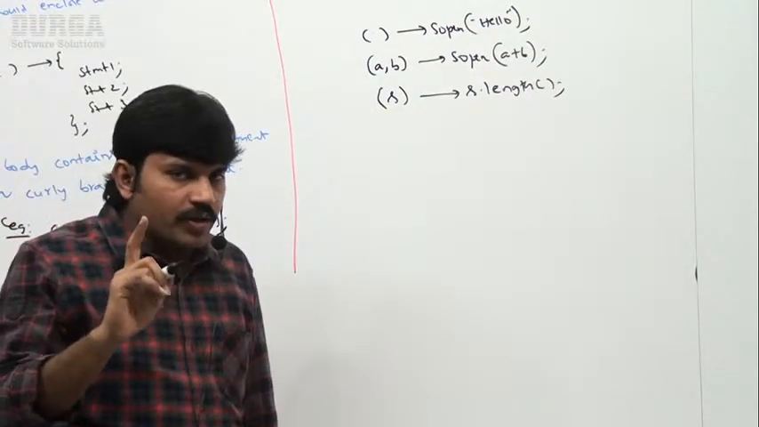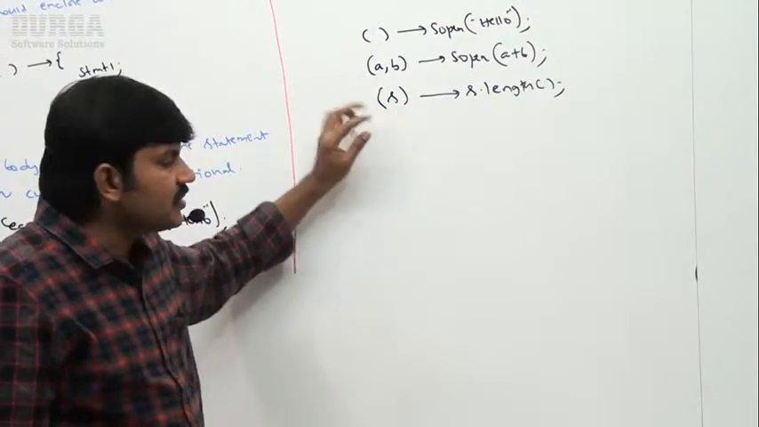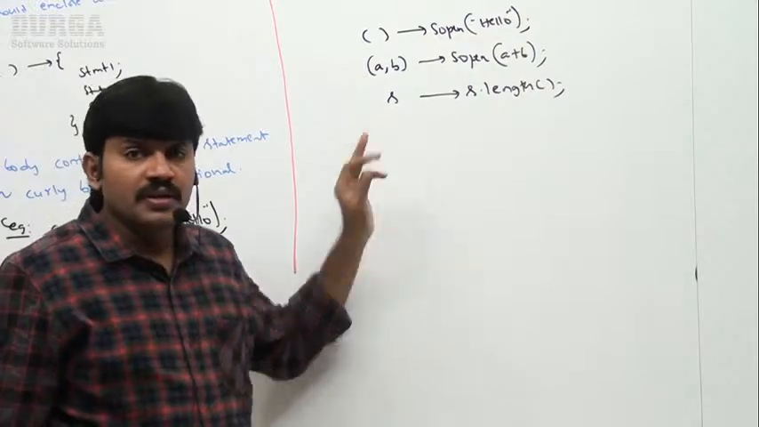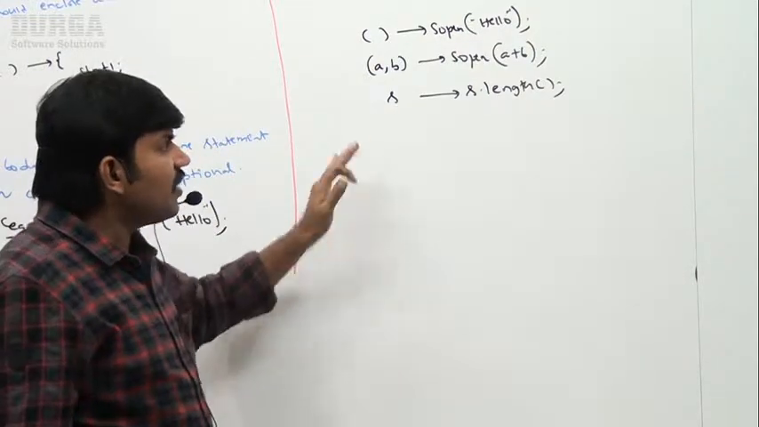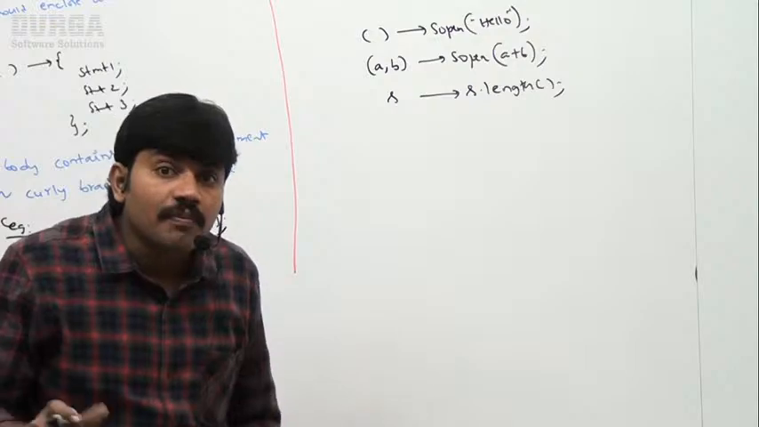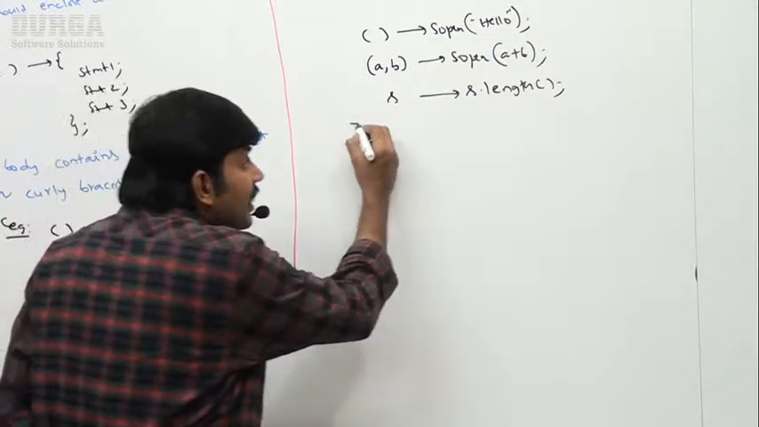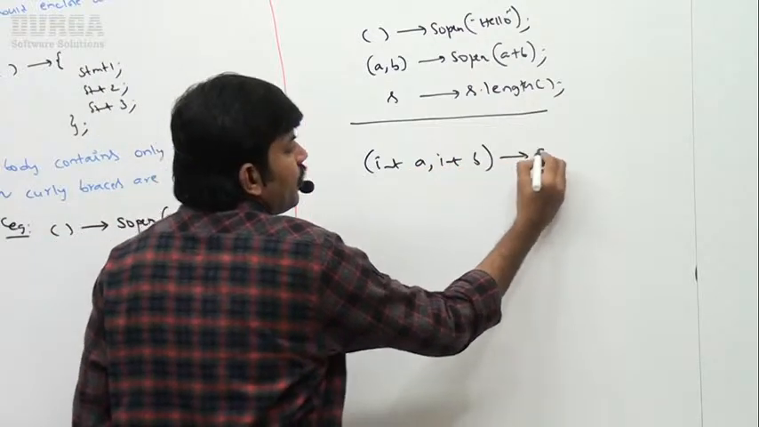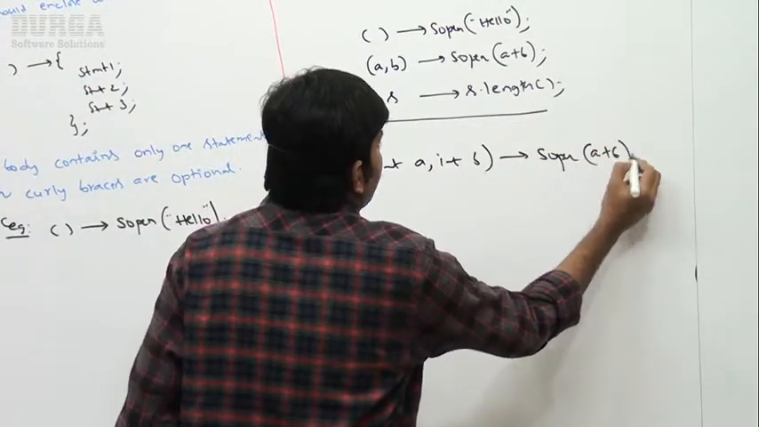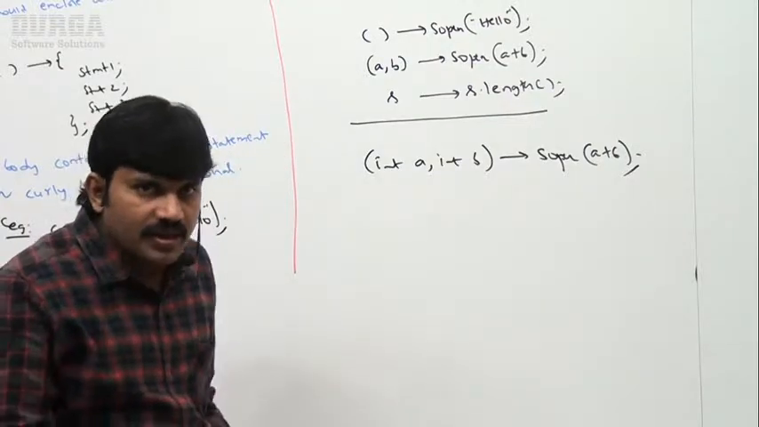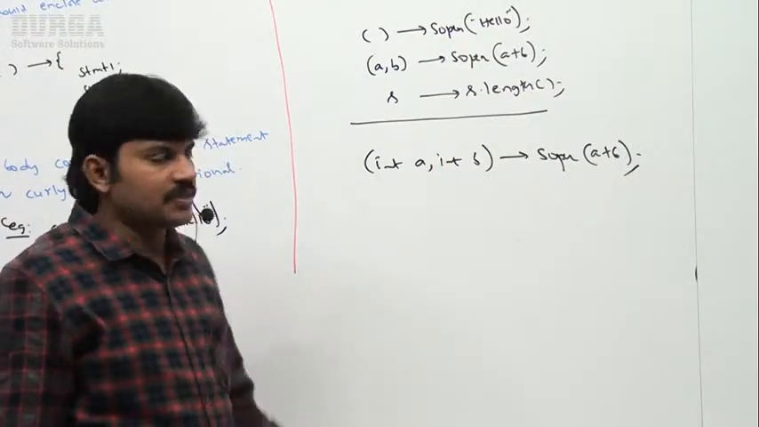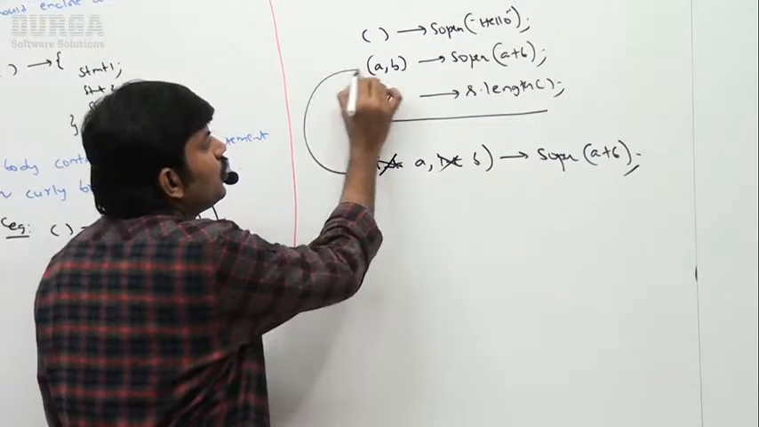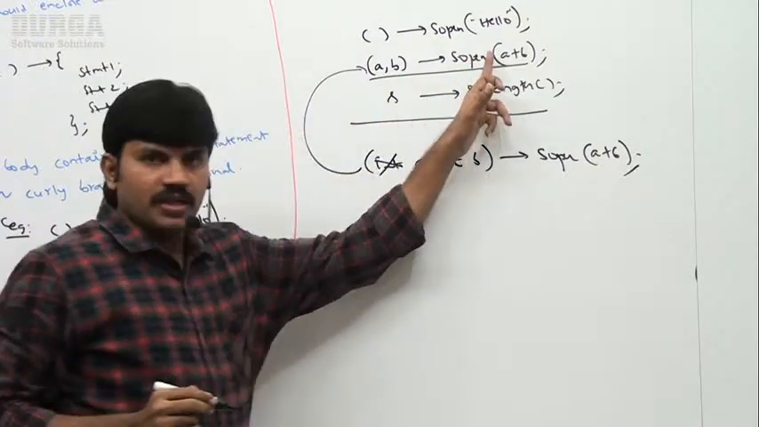Okay, one thing. If only one parameter is there, then I can remove these parentheses also. You know that. Next, based on context, if the compiler is able to guess the type, suppose I wrote int a, int b, System.out.println a plus b. Are you getting? Based on the context, if the compiler can guess the types, then we can remove these types also. Then you can simply specify a, b gives SOP of a plus b.